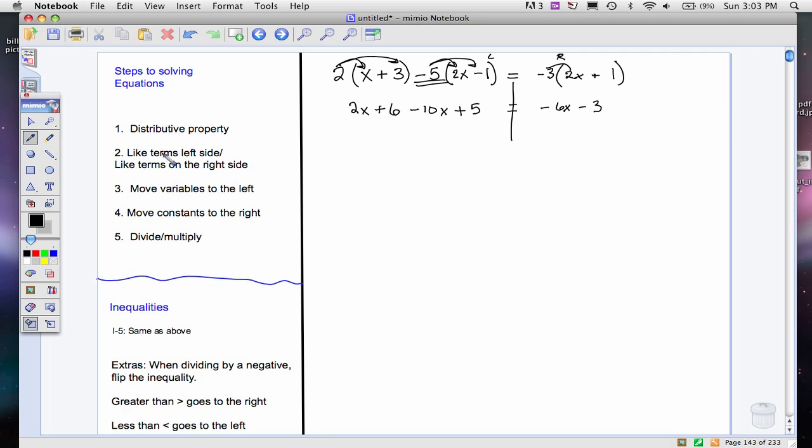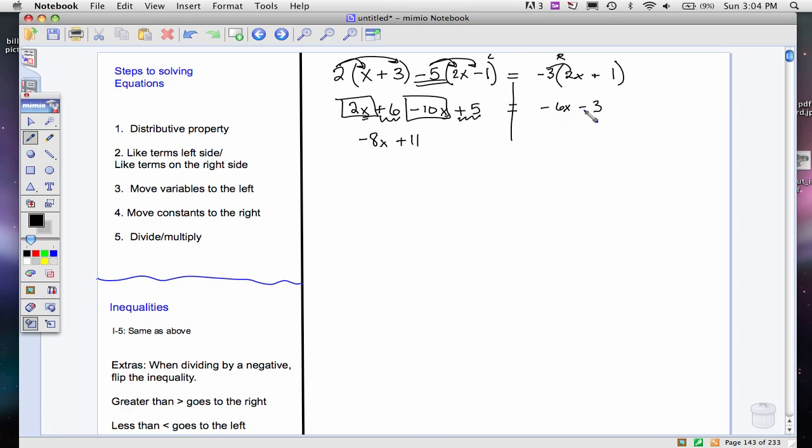Now, our step number 2 says like terms on the left side, so you've got to combine them on the left side first. A like term means the same variable and the same exponent. So 2x and negative 10x would be considered like terms. And I can combine those together, and it just becomes a simple arithmetic problem, 2 minus 10, which is negative 8. But they also have an x attached to them, so you got to bring that down with it. Now, the positive 6 and the positive 5 also go together, and they become positive 11.